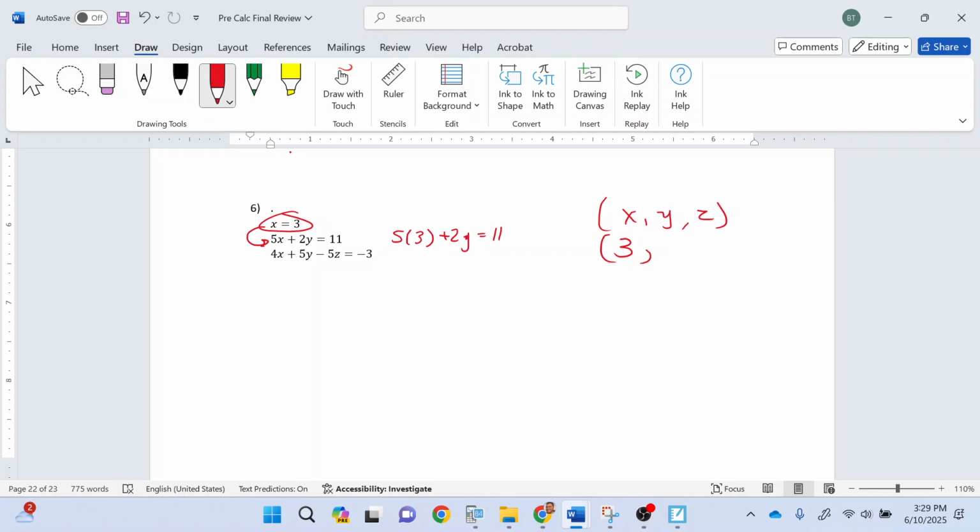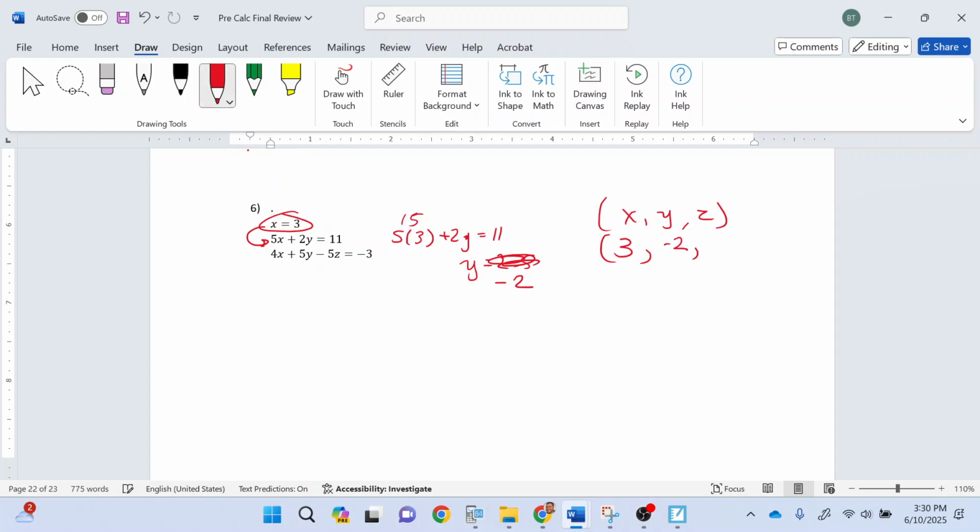So 6 minus 11 is 5, and then 5 divided by 2, so y equals 2.5. Wait, it's 15, my bad. So 15, so this is going to be negative 2. So negative 2, so y is negative 2.